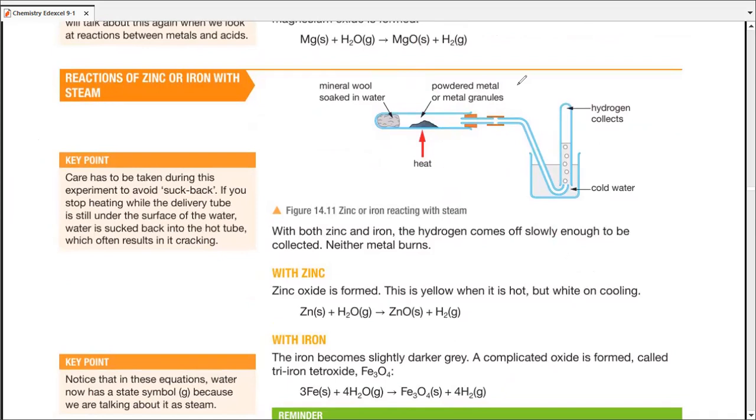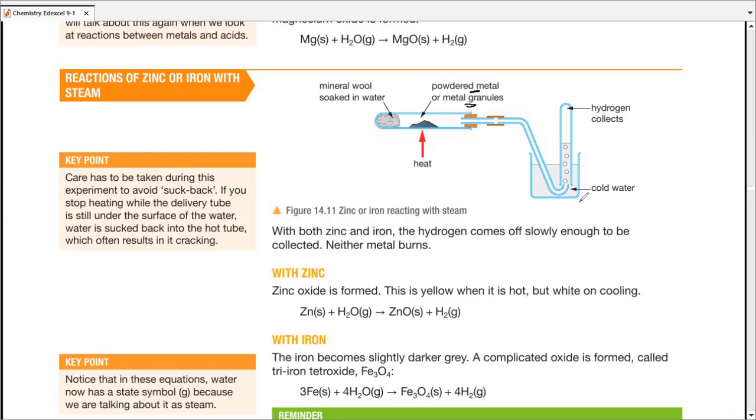Now, if we take a look at zinc or iron, it's the same thing. You'll see we have powdered metal or metal granules. We are heating that. We have mineral wool soaked in water. We have a delivery tube, which is connecting it to a setup of cold water. And we are actually producing gas over water. It goes through the delivery tube through water, and then the gas bubbles out to be collected over here.